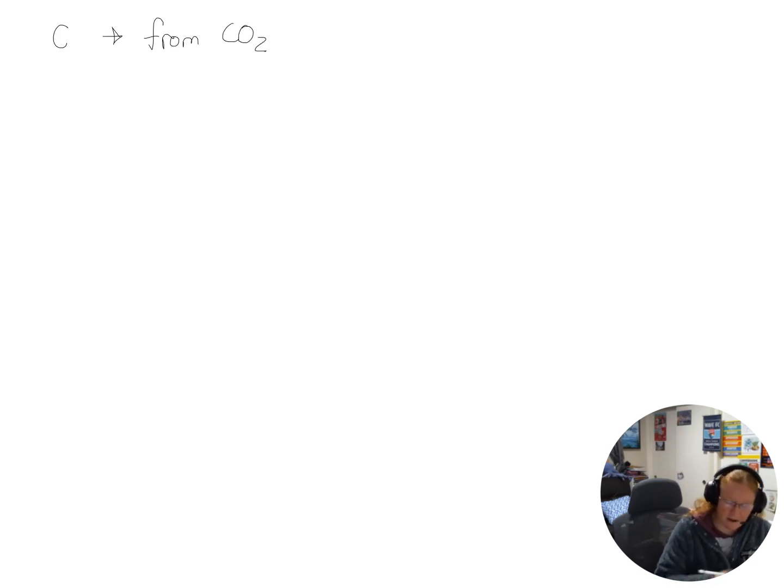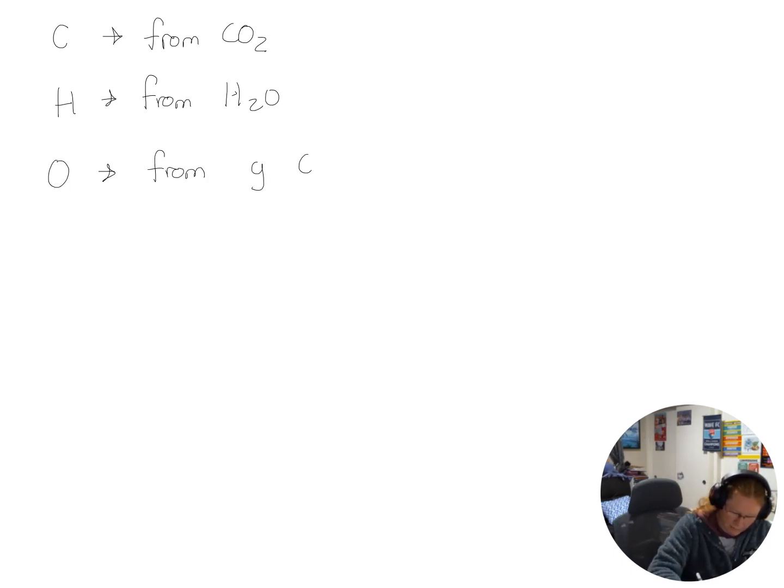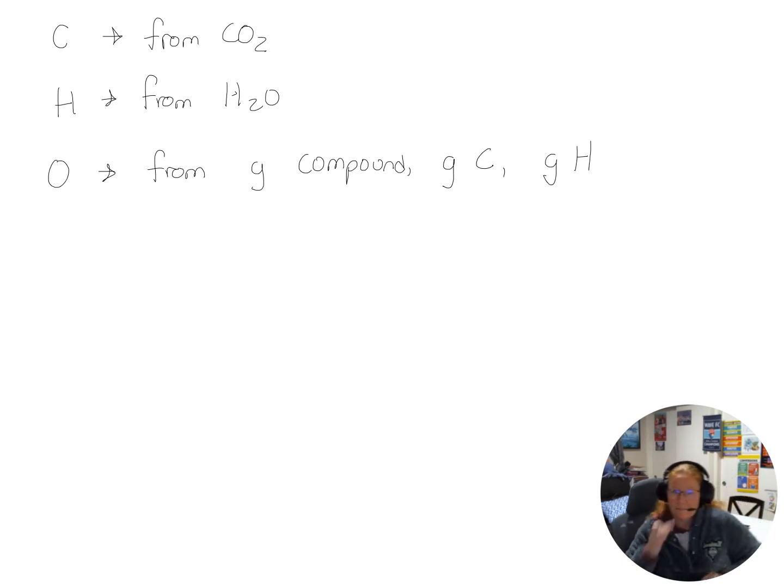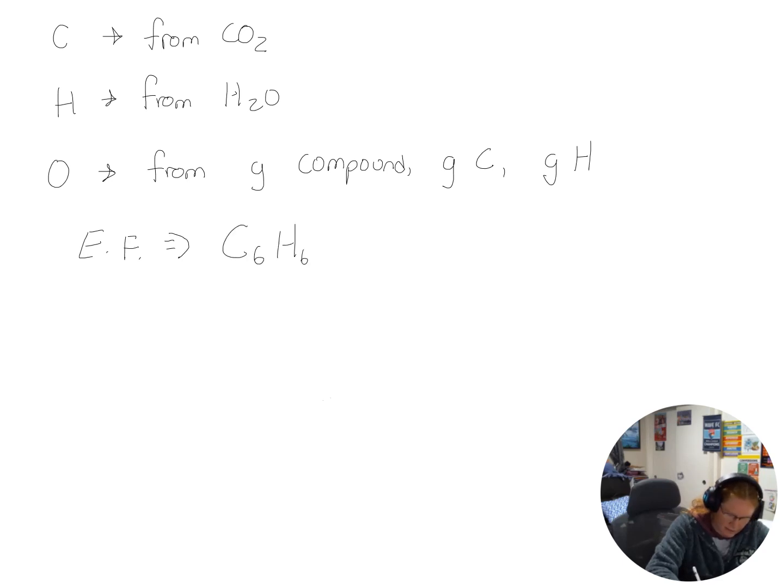you're going to get from the carbon dioxide, hydrogen from the water, and then oxygen from grams of compound minus grams of carbon, grams of hydrogen. Okay? So that's where all of those come from. All right, your empirical formula is going to be C6H6O.